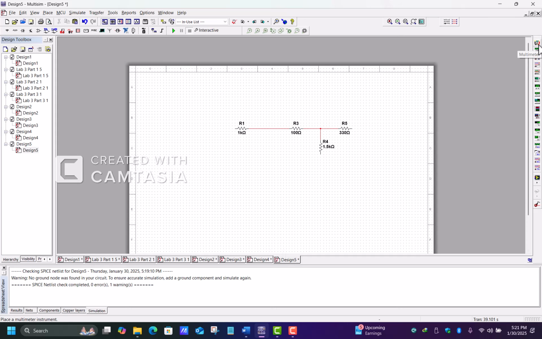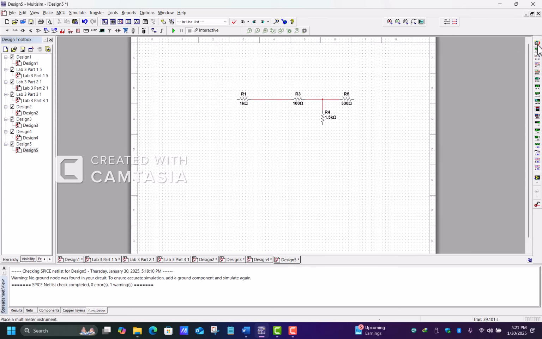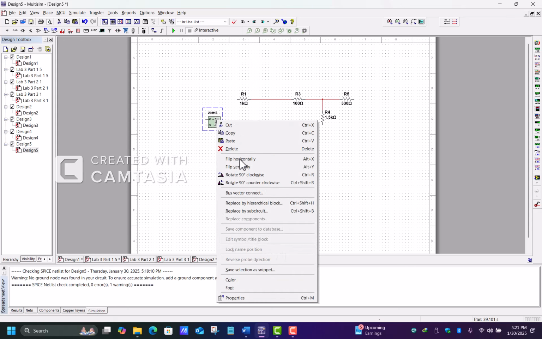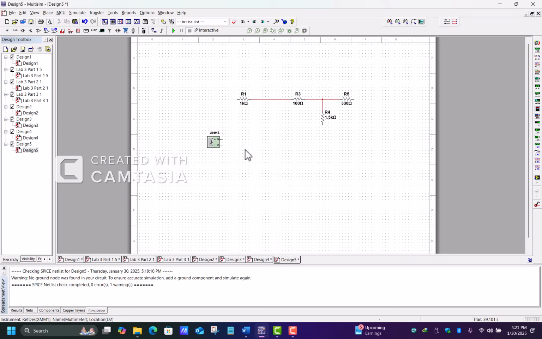Now we'll use a multimeter here. We're trying to rotate it down. In this case, we'll flip it horizontally, and we'll measure the Thevenin resistance of the circuit. We'll connect the circuit with the multimeter here, and we'll try to measure the Thevenin resistance of the circuit.